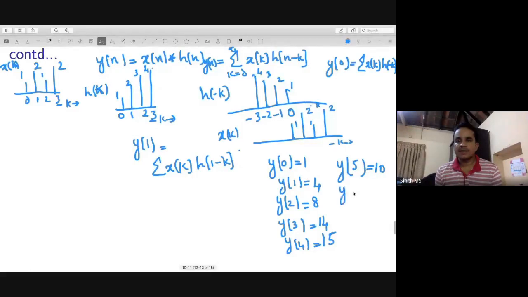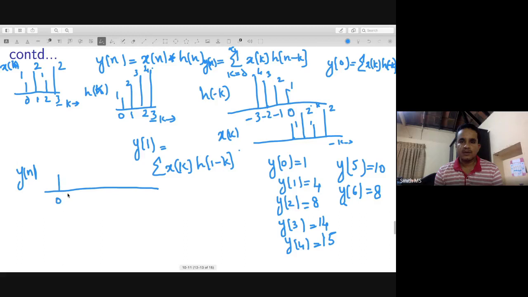And what about y of 6? Again you shift it. If you again shift, these two values are going to be multiplied: 4 into 2, 8. Again, if you shift it, this is going to be away from this and you don't have any common points and it becomes 0. So if you shift to the left also, these are going to be 0.